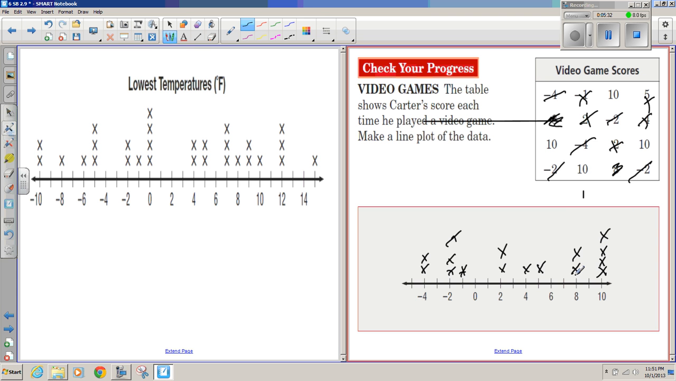The question is, the table shows Carter's scores each time he played a video game. Make a line plot of the data. So these are the line plots of the data. The most he ever scored, and the most common score, is 10.